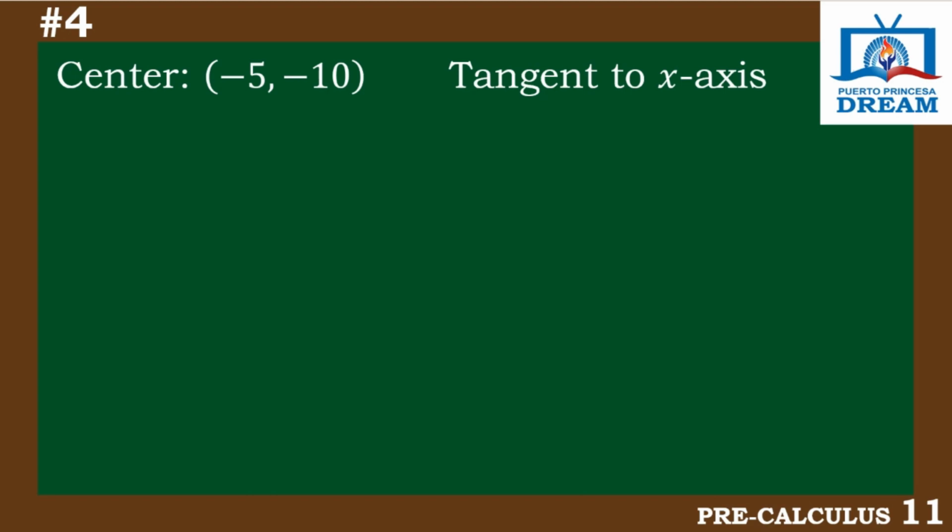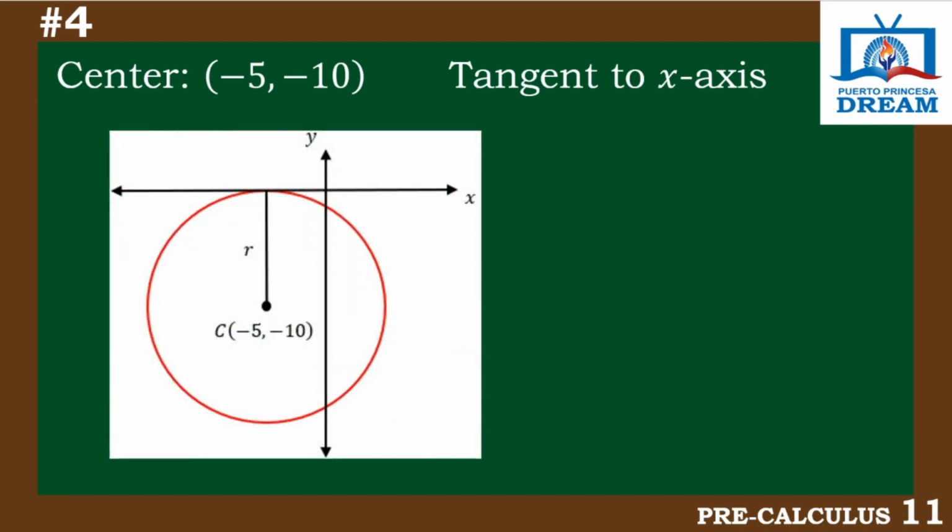Finally, let's solve the last problem in our example. The center is given with coordinates (-5, -10). It also states that the circle is tangent to the x-axis of the Cartesian plane. Let's take a look at the graph. As mentioned, the circle is tangent to the x-axis, meaning the circle touches the x-axis at one point only.